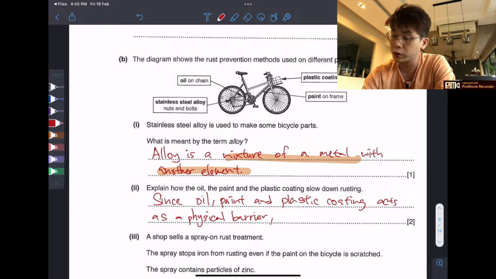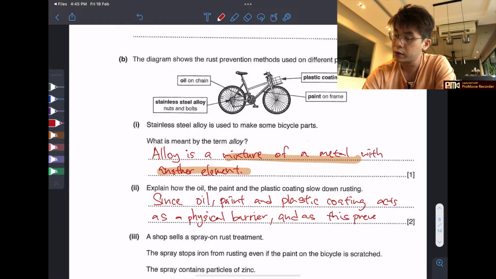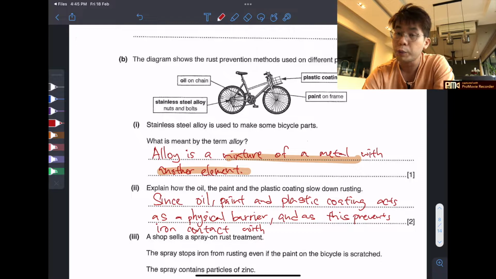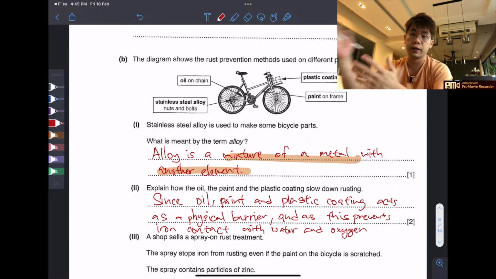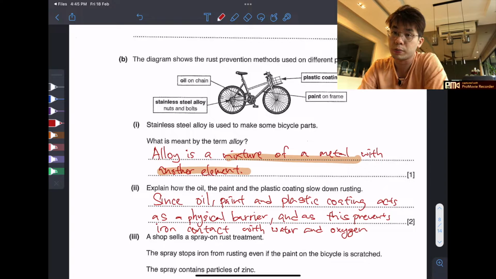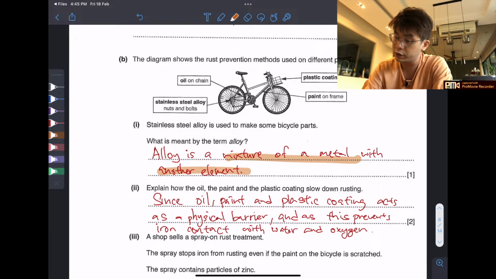And then, this is not enough. And as this prevents iron contact with the two most important things, okay? I will always prefer saying water and oxygen instead of water and air. So water and oxygen is better. Water and oxygen, therefore it will slow down rusting. So over here the keywords that you need to have: physical barrier, contact with water and oxygen.